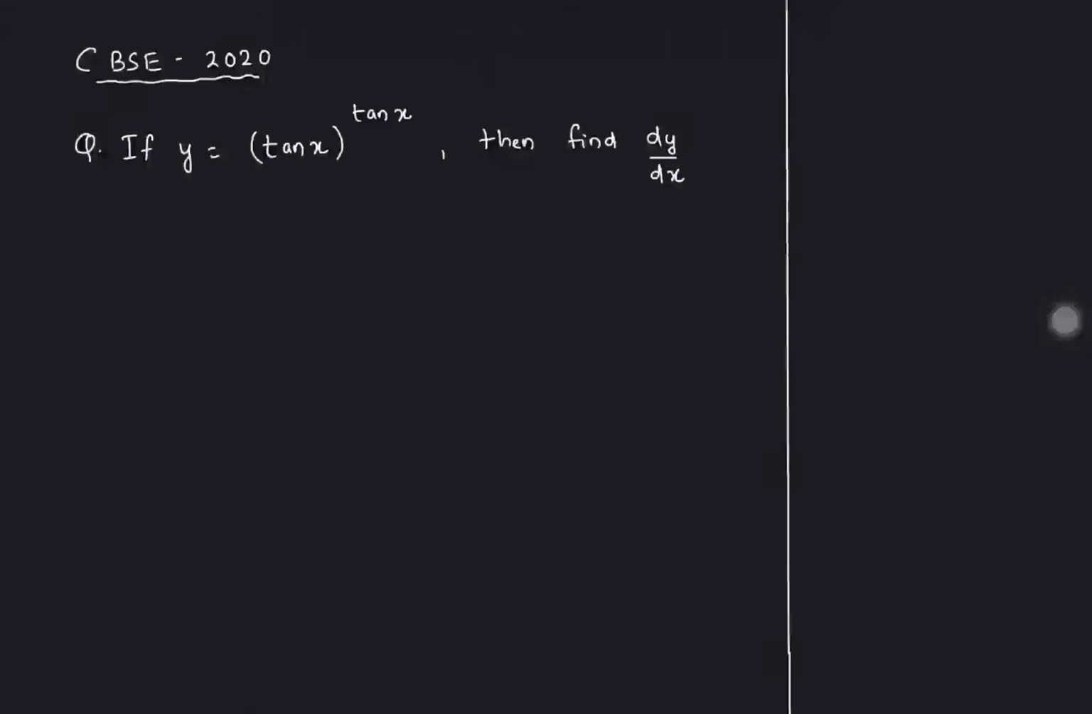So when you have a function y in the form of a function to the power another function, these kinds of questions are differentiated by taking logarithms on both the sides. So what we do? Take log on both sides. When I say log, basically we consider the log to be base e when we don't mention anything.